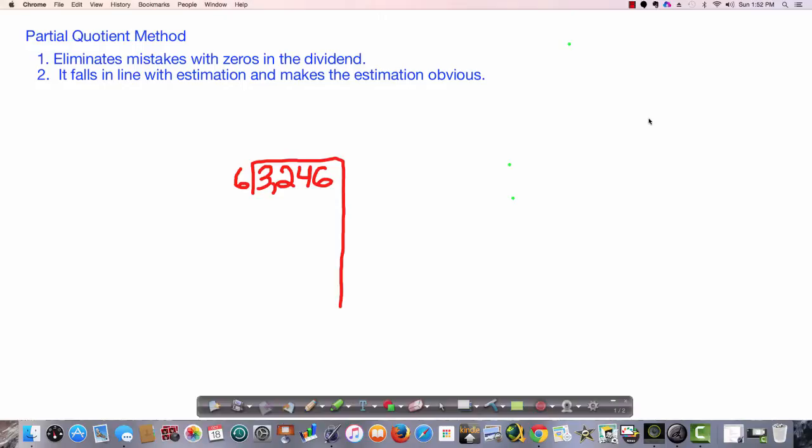All right, so let's take the first problem I have here. The dividend is 3,246, and the divisor, however you want to say it, is 6. The way I would do this, and how this is unlike the traditional method, is we have this long line here to block both sides of what we're going to do.